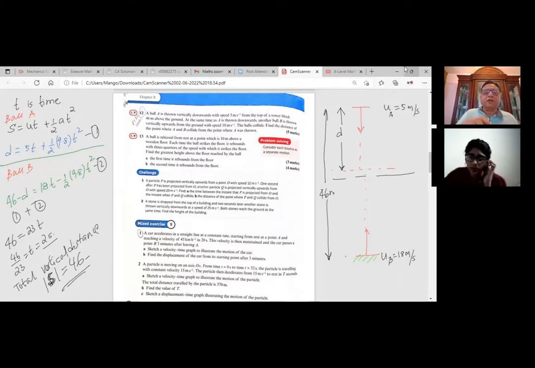Now what is the question for you? Find the distance of the point where the balls meet, from A you have to find. That means D you have to find. So plug t in the first equation, into equation 1 and solve. Equation 1: D equals 5 times 2 plus 4.9 times 2 square, right? Calculate. Write down in meters. 29.6 meters. Does it make sense to you?